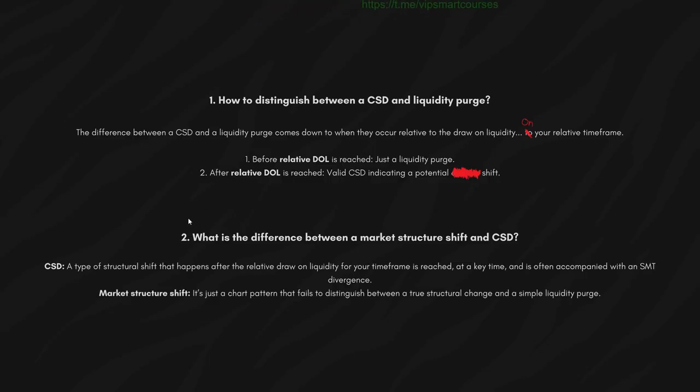Now the second question is, how to distinguish between a regular market structure shift and a valid CSD? A CSD is a type of structural shift that happens after the relative drawn liquidity for your time frame is reached at a key time, and it is often accompanied by an SMT divergence with a correlating asset. But a market structure shift is just a chart pattern that fails to distinguish between a true structural change and a simple liquidity purge.